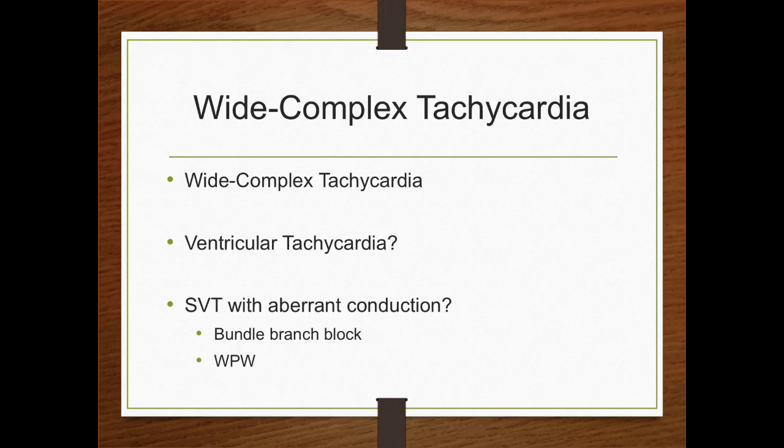So we have a wide complex QRS. It's tachycardic. That doesn't automatically mean that it's V-Tach. It doesn't automatically mean that it's SVT with aberrancy. So which one is it? Should we go down the V-Tach route? Should we go down the SVT route?